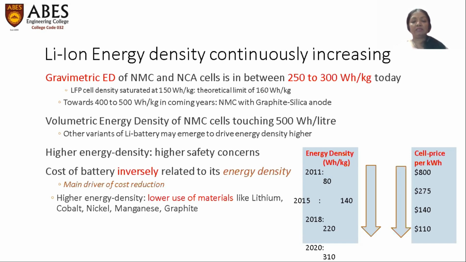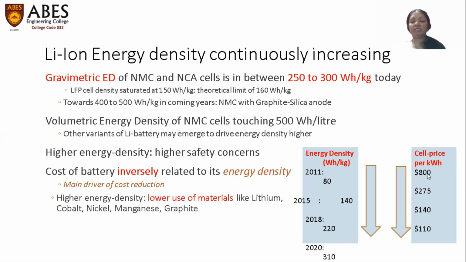We are not discussing this technology right now, but in due course of time in this particular course itself, we would be talking about fuel cell technology at a little more length. Here there are facts: in 2011, the energy density was 80 watt hours per kilogram, and by 2020 it becomes 310 watt hours per kilogram, which is almost 4 times what we had in 2011. We anticipate that in the coming time it will go up to 500 watt hours per kilogram. At the same time, the cost of cell is also reducing continuously.